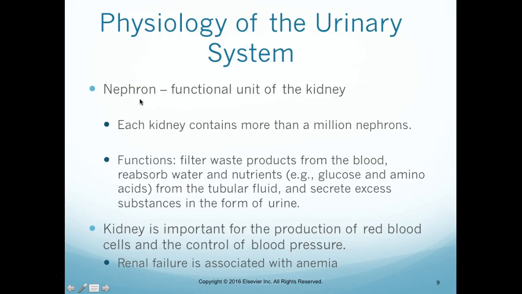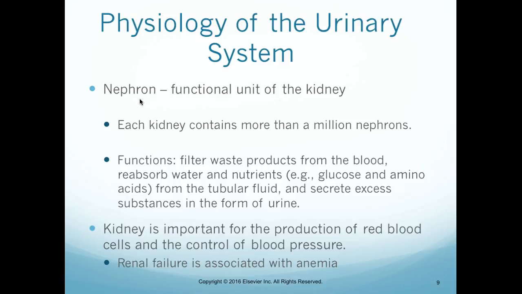So looking at the physiology of the urinary system, I'm not going to go into all of it, I'm just going to cover a couple key things. Nephron is the functional unit of the kidney. Each kidney contains more than 1 million nephrons. The idea is to filter the waste products from the blood, reabsorb water and nutrients such as glucose, amino acids from the tubular fluid, and it is secreted in the form of urine. So the kidney is important for the production of red blood cells and the control of blood pressure.